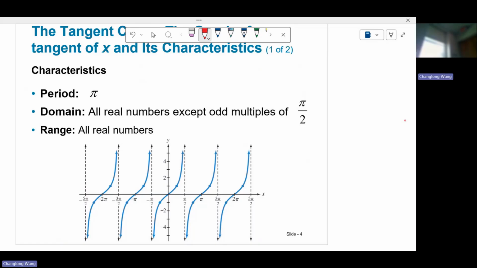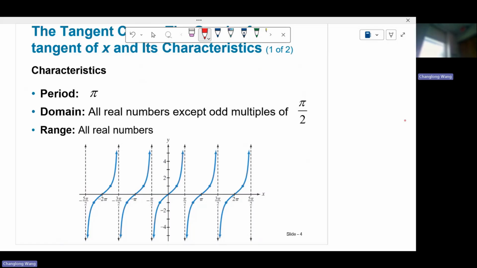Since you know that the graph's going to repeat itself after pi units, if you start from pi over 2 and go to the right by another pi, you're looking at pi over 2 plus pi, which is 3 pi over 2, and you're going to see another VA. And another VA, right? Or you go the other way. But you know that every time there's a VA, you're not supposed to reach exactly where the VA is located for the input.